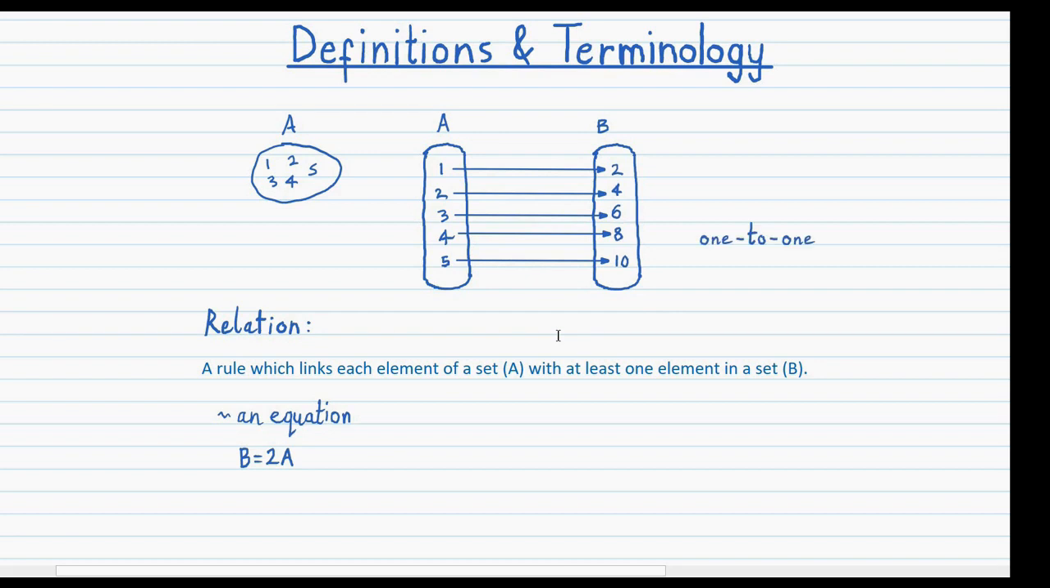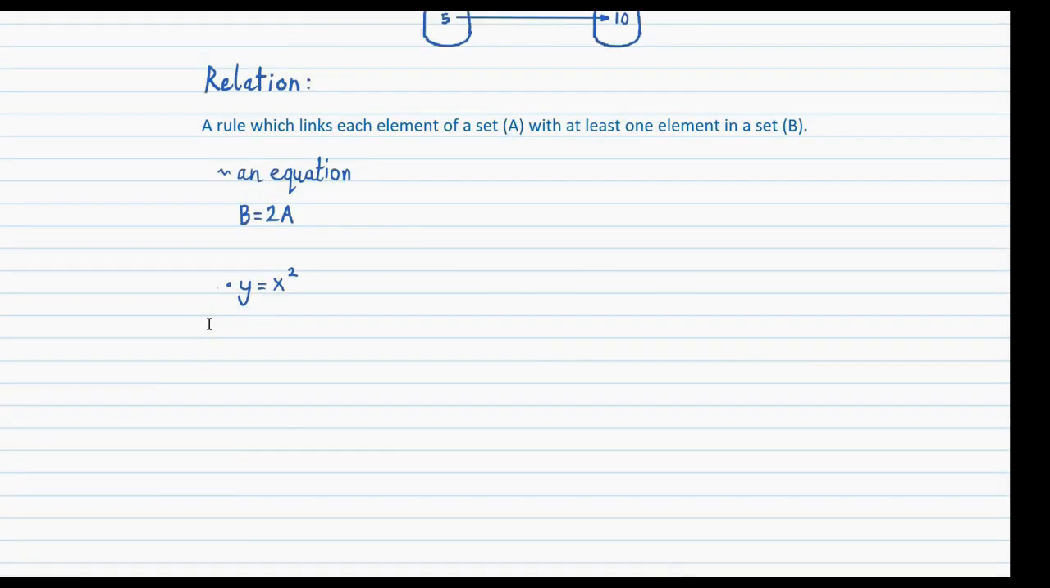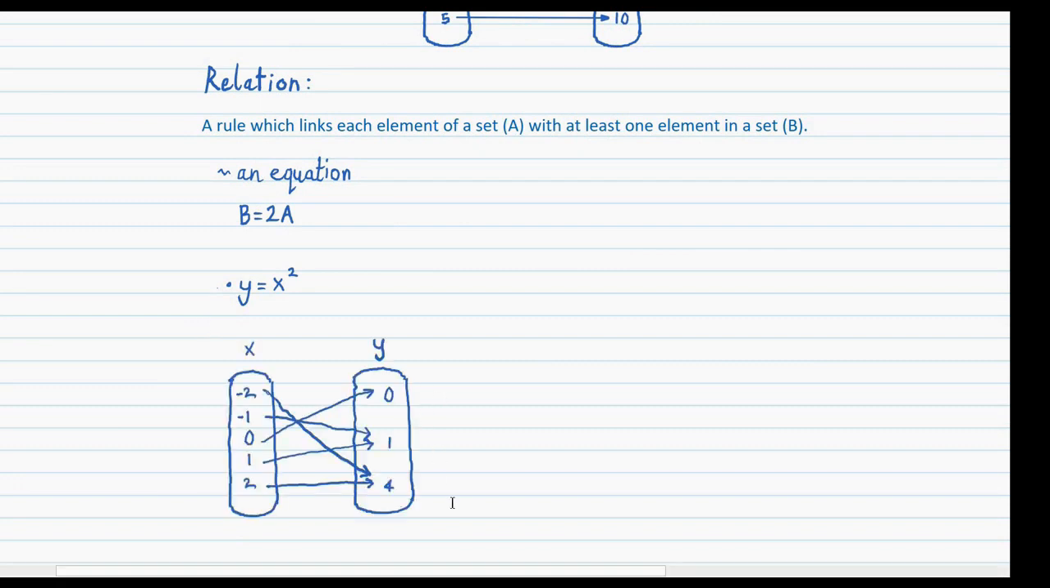But there's two other possibilities. Let's say you had the relation y equals x squared. You wanted to get y for x values of -2 to +2. You would get these values for y in this setup. It's a little messier in this case, and besides that, the main different thing is that now various elements in x link to single elements in y. So this is a many-to-one relation.